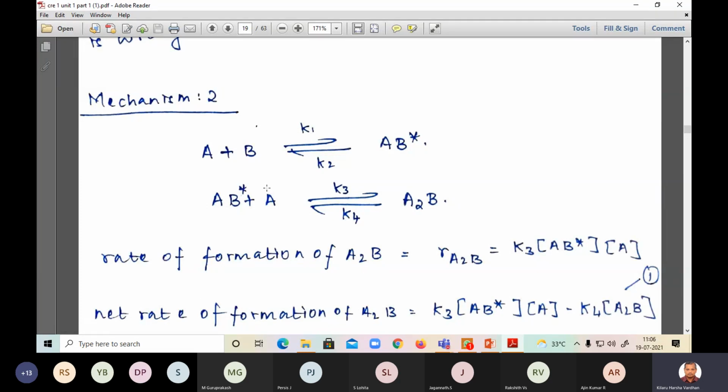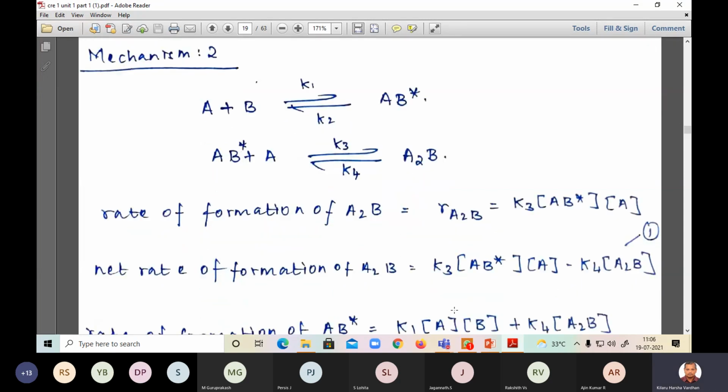Rate of formation of A2B. A2B is formed in the third step and disappears in the fourth step. You can see here, one important thing is that formation is not only A2B here. Disappearance is K3. Net rate is nothing but formation minus disappearance. So formation is 3 and disappearance is 4, right?